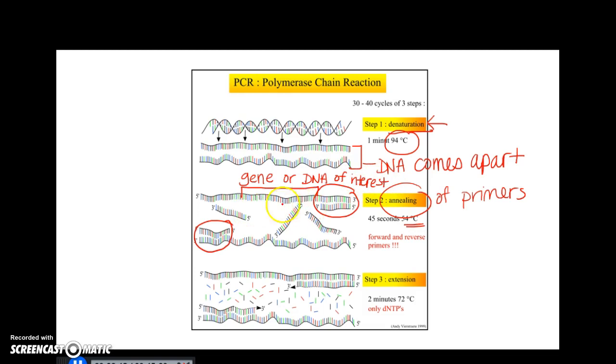Okay, so if we're looking for the BRCA1 gene, we would just make sure we added primers that match that gene. And that way they would only stick if you had that gene. If you didn't have the gene, they would have nowhere to stick, and they would just kind of float around with nowhere to go, and no copies would be made.